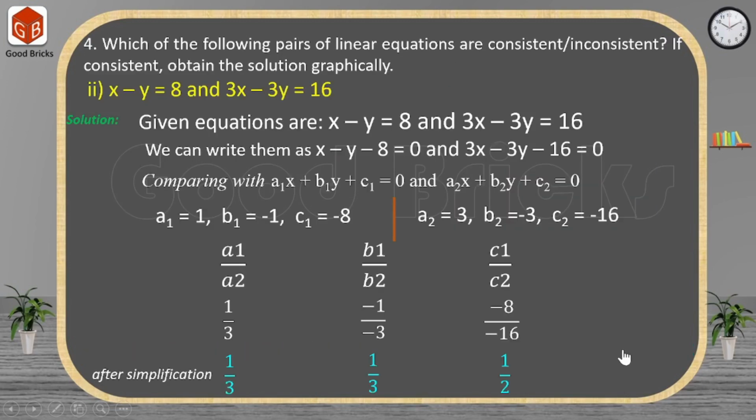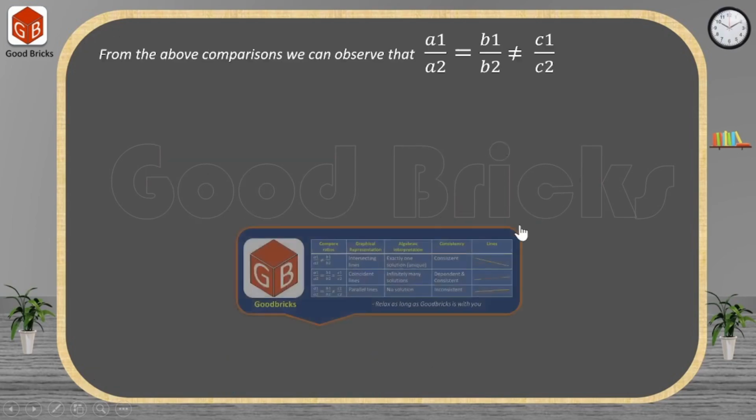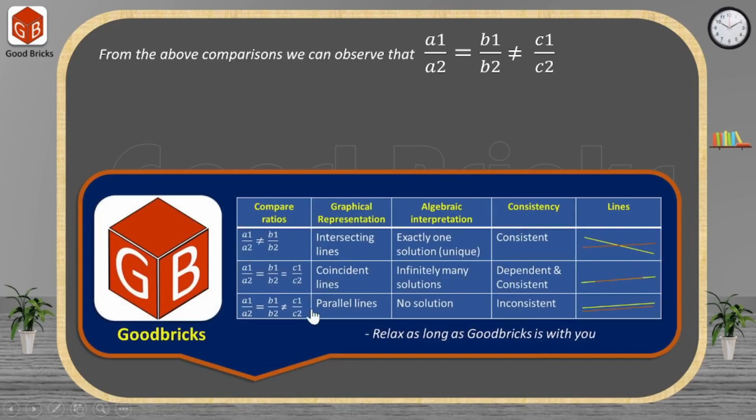Let us look at the second problem. In this second problem, after comparison, we are getting a1 by a2 is equal to b1 by b2, but not equal to c1 by c2. So in that case, if a1 by a2 is equal to b1 by b2 but not equal to c1 by c2, then they are inconsistent lines. They don't have a solution, so it is not required to find the solution graphically.